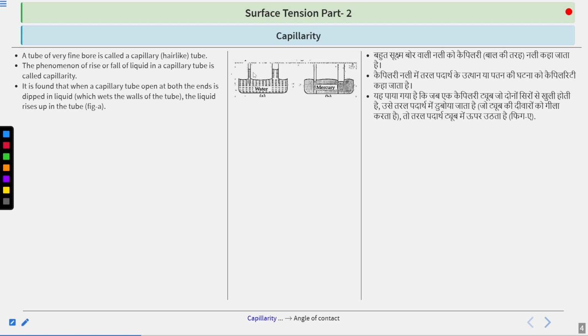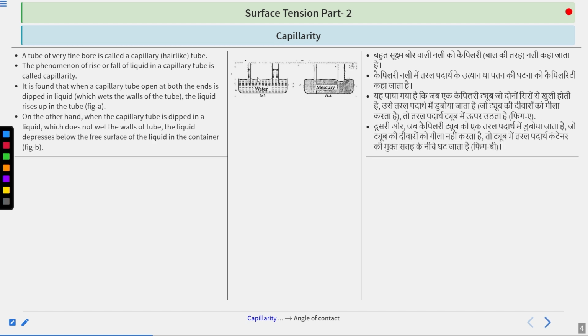Here you can say this is the capillary tube. So this capillary tube is dipped in the water, and when it is dipped in the water, you can see the walls of the capillary tube are getting wet. So here we could say that the liquid is rising in the tube. Okay.